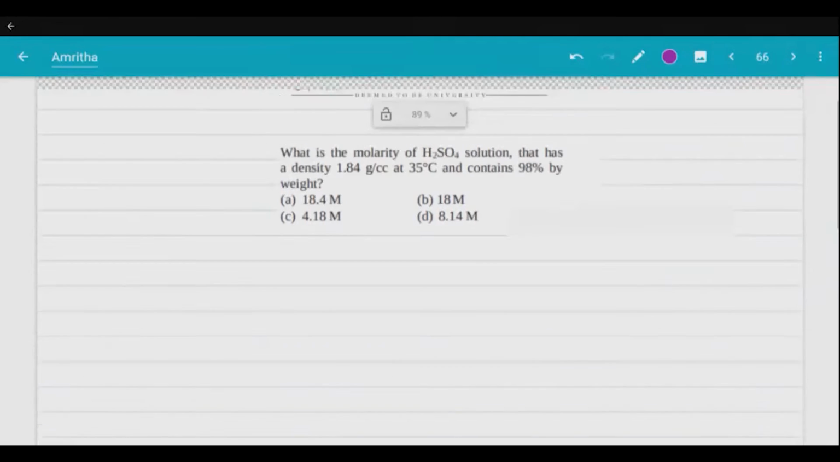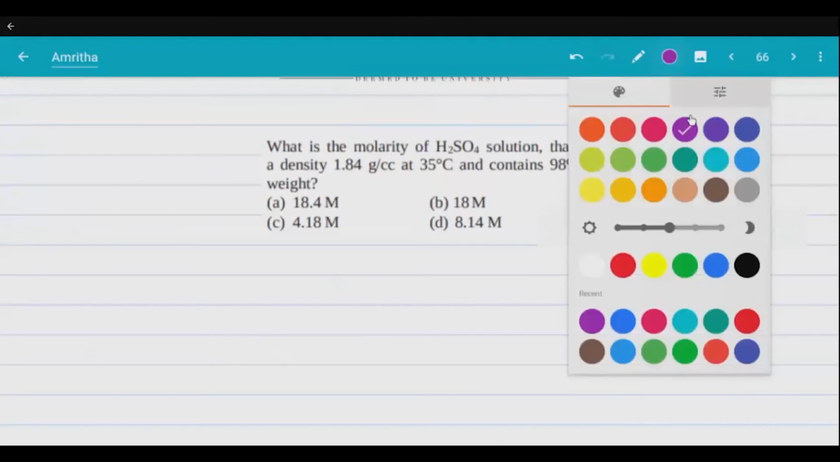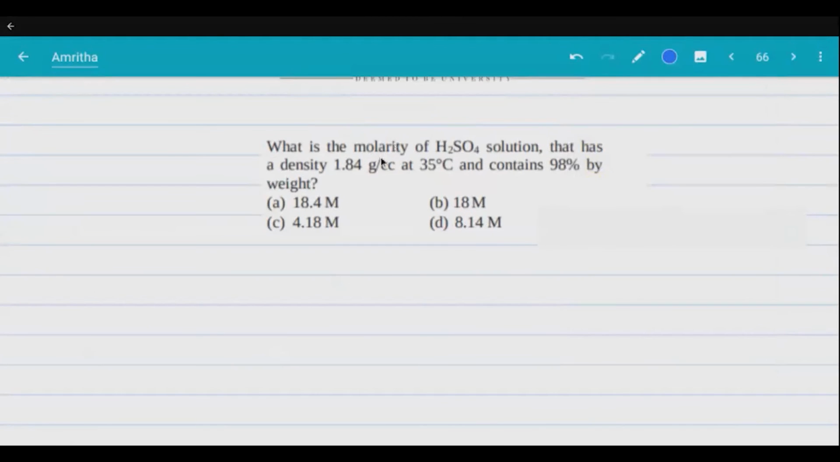Look at this simple question now. This is from solutions. Molarity of H2SO4 solution that has density and contains 98% by weight. Molarity directly. Density is given in gram per centimeter cube, and mass percentage.